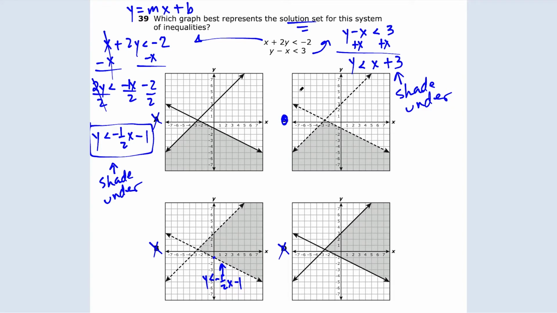Choice C is good because once again, we have the line here. If this was the line, it would be y equals x plus 3, but we should have the inequality y is less than x plus 3. So notice that we're shading under this line. And for this inequality, this is y is less than negative 1/2 x minus 1. We're shading under both lines simultaneously. So this is definitely our answer choice.